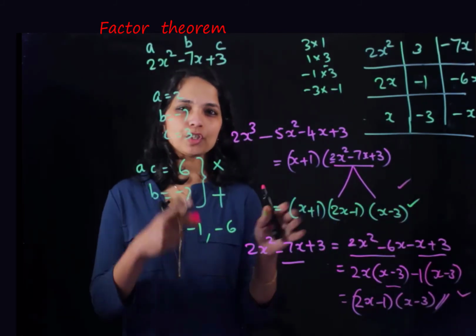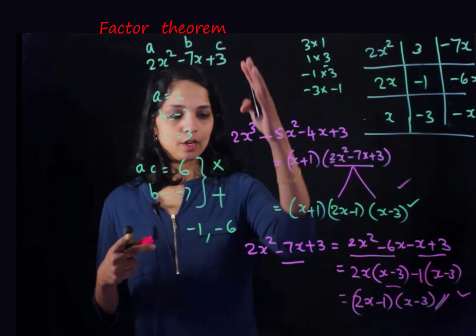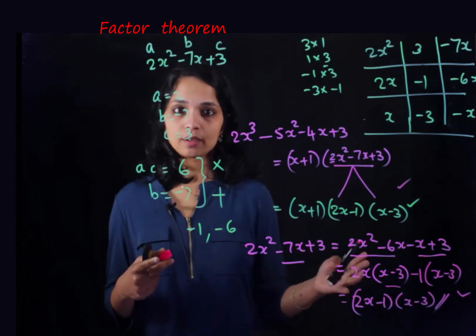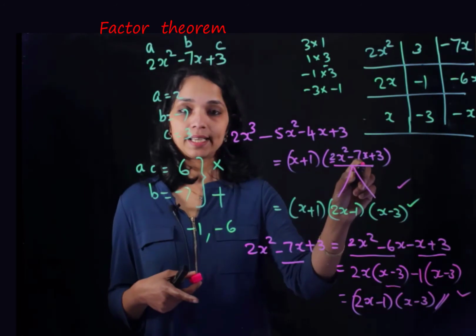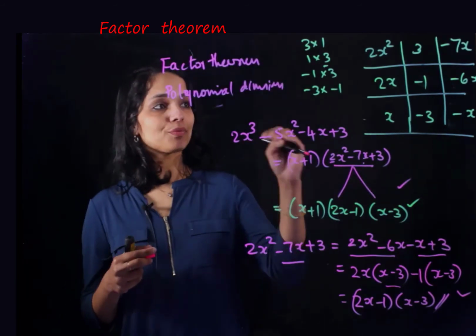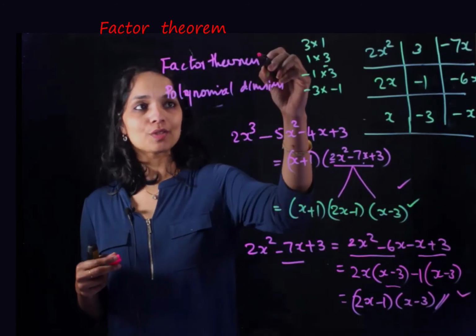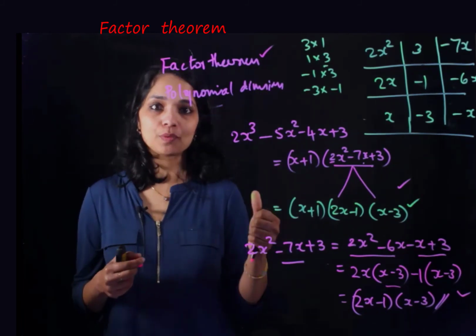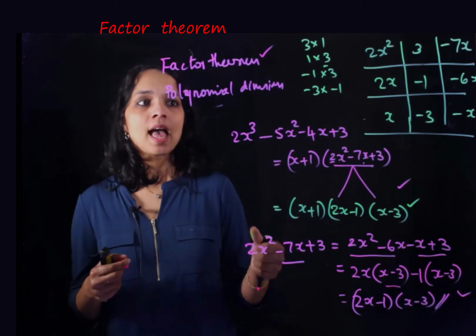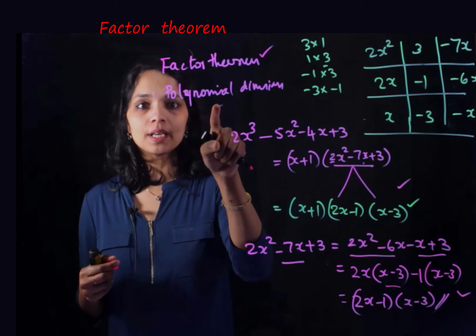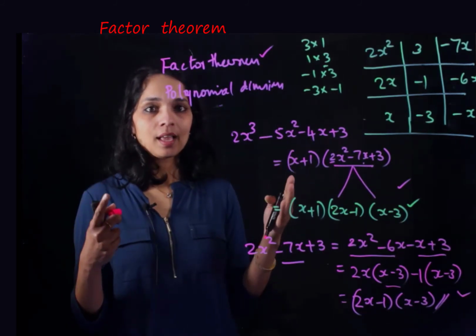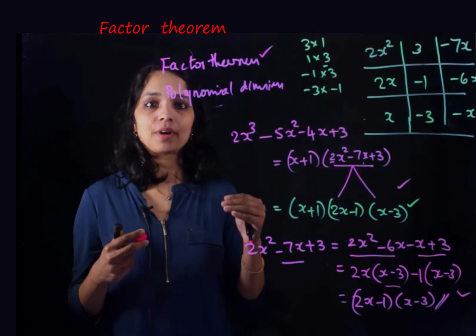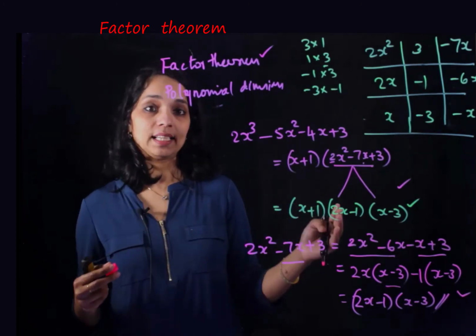Okay, so you can use this method, or even quadratic formula to further factorize the quadratic polynomial that you obtain in here. What we have done in here to factorize a cubic polynomial, we use factor theorem to find the first linear factor, and then we use the polynomial division to find the other quadratic polynomial, and we further factorize that quadratic polynomial into its linear factors.